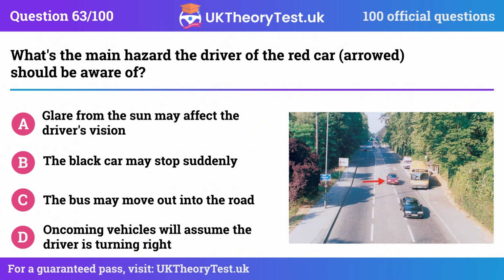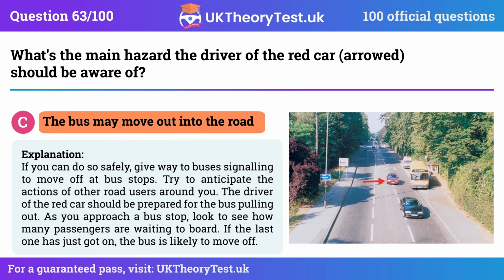The correct answer is C. The bus may move out into the road. Explanation: if you can do so safely, give way to buses signaling to move off at bus stops. Try to anticipate the actions of other road users around you. The driver of the red car should be prepared for the bus pulling out. As you approach a bus stop, look to see how many passengers are waiting to board. If the last one has just got on, the bus is likely to move off.